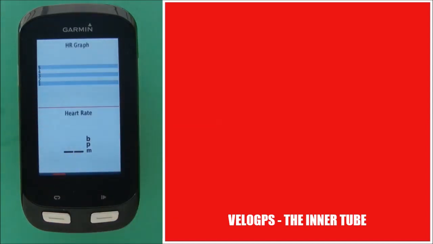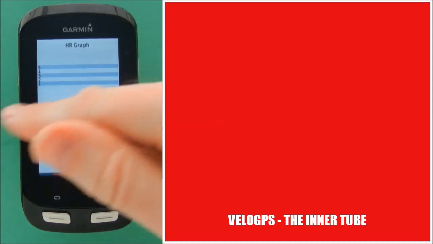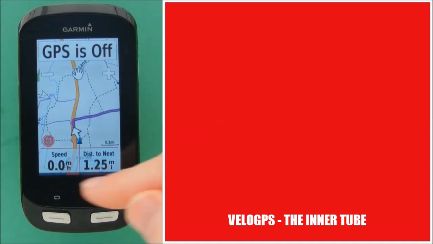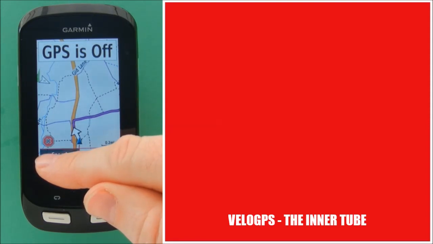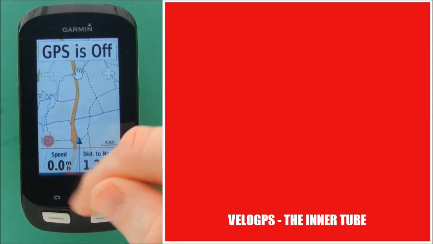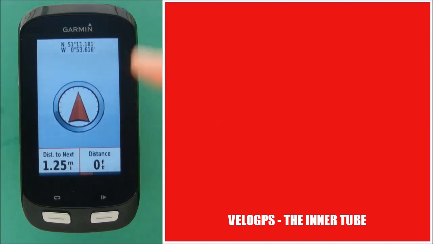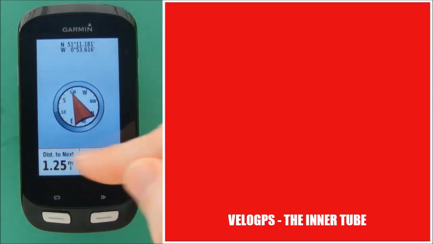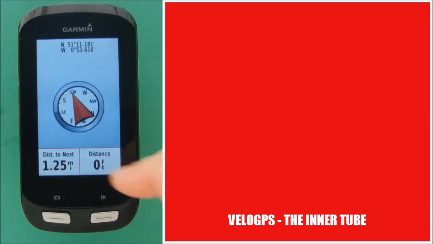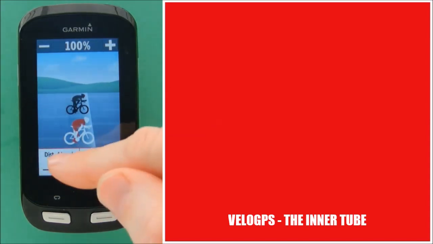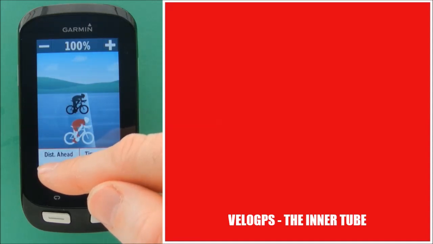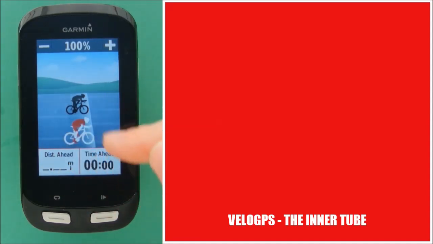So if we then swipe across, we'll see our heart rate screen that we set up earlier. This is then our mapping screen, and we mentioned that we have 2 data fields displayed down the bottom, and again we can choose to amend those if we wish to. A further swipe takes us onto our compass screen. Okay, so there we have the compass with distance next and distance displayed at the bottom, and again they're fully customizable. A further swipe takes us to the virtual partner screen, and these fixed parameters at the bottom give us a guide to the distance ahead or time ahead which we are in relation to our virtual partner.